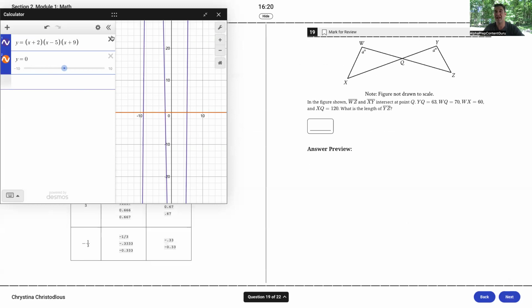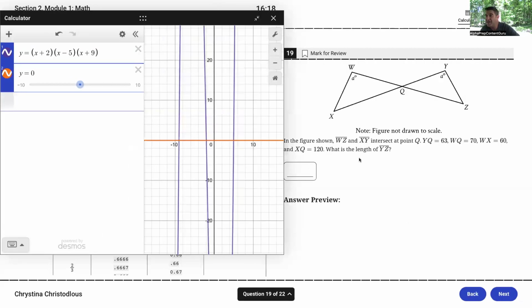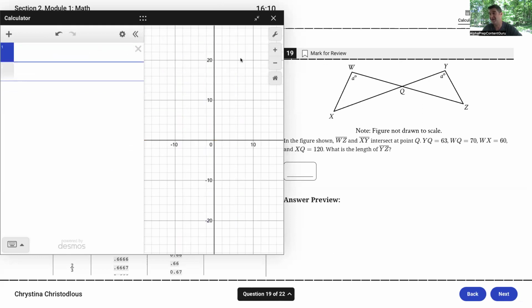18, racing against the clock and feeling strong. This is vertical angles equal each other. These two angles equal each other. At a minimum, I know that the two triangles are similar. They might not be identical. Let's see. YQ is 63. YQ is 63 right here.